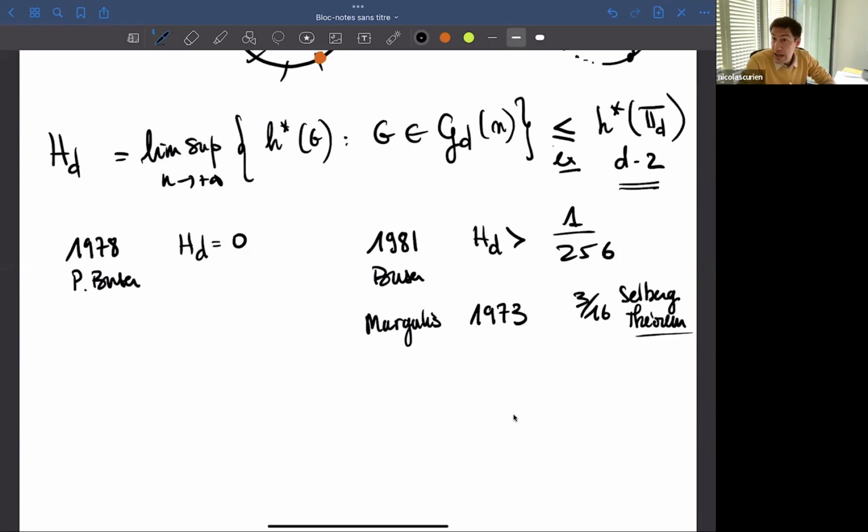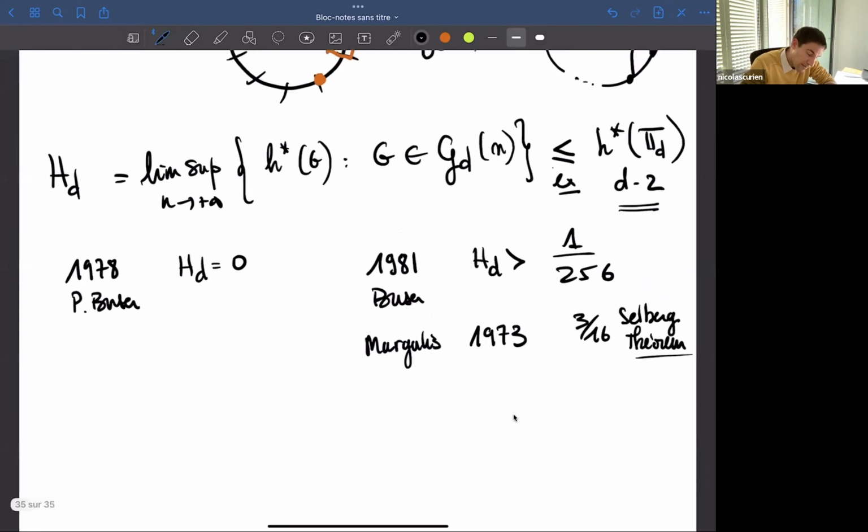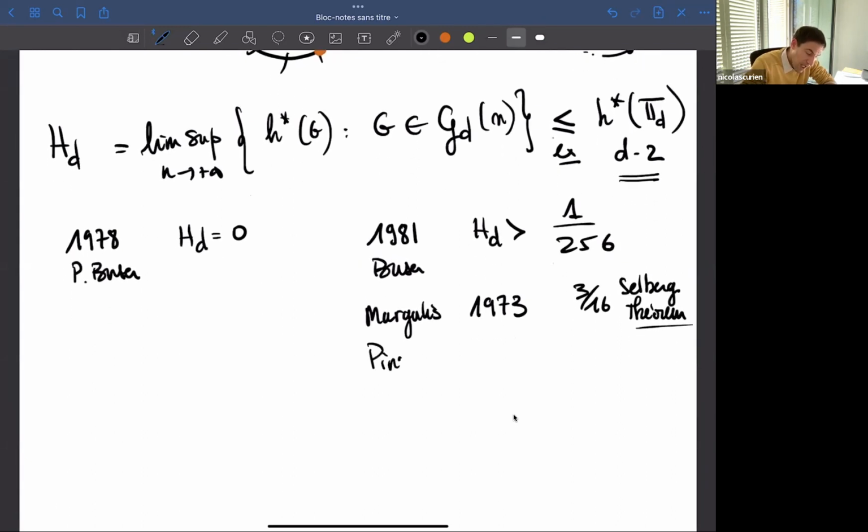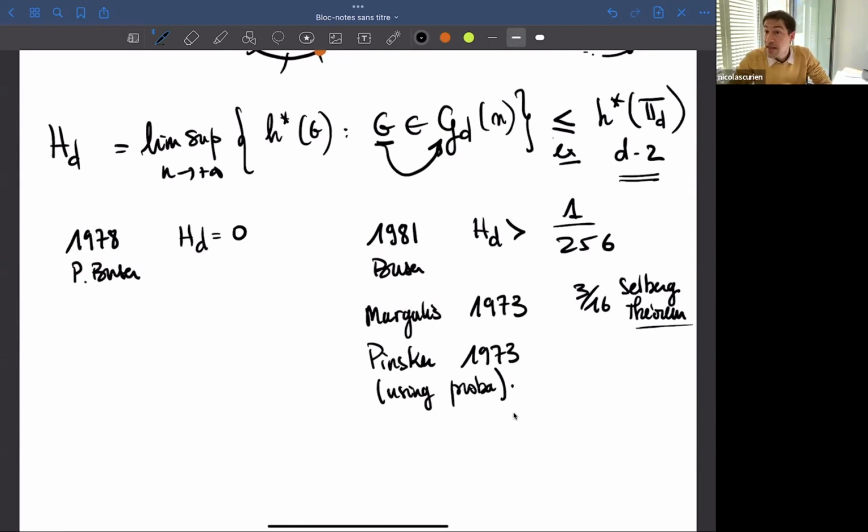And what was even funnier is that before Margulis, Pinsker had constructed graphs which have this property, also in '73, using probability. What he showed, actually, Pinsker, is that if you take G in this set, G_d(n), uniformly at random, then with very large probability, you will satisfy a bound like that. So in particular, there exist graphs with large Cheeger constant.